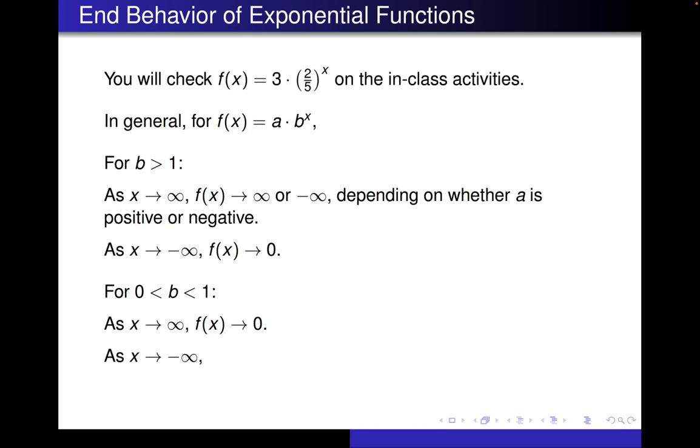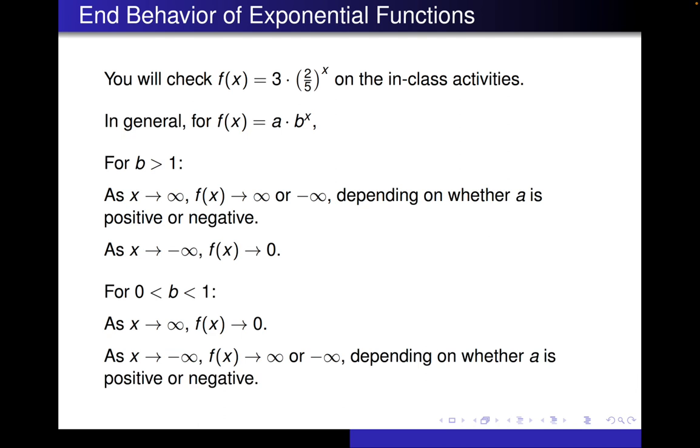So that means as x goes to negative infinity, what you will see is it flips around. Either f of x is going to go to infinity, or f of x is going to go to negative infinity, and once again, that will be completely determined by the value of a. If a is positive, you're going to go to positive infinity. If a is negative, you're going to go to negative infinity.